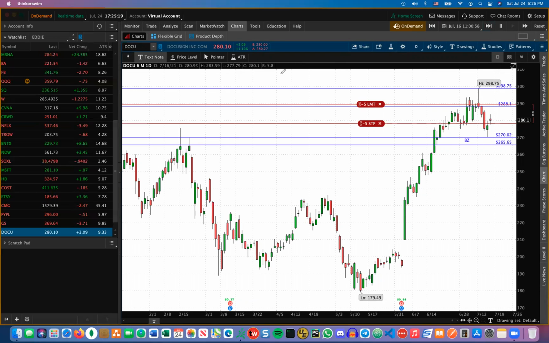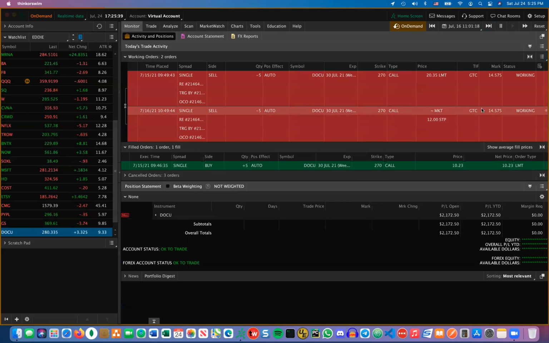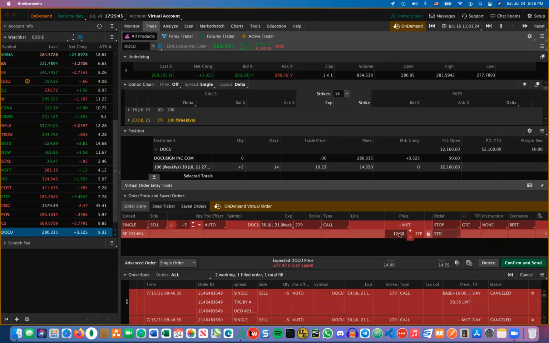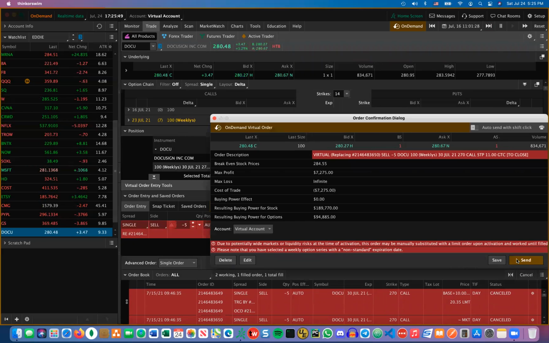Okay, I am going to bring down my stop loss a little bit lower because it's going to be threatened here, yet I feel that it has a really good chance of an upward movement. So let's go ahead and adjust our stop loss. Bring it down a notch. Do a cancel replace. Bring it down to about 11. We just don't want to be stopped out. So 11.